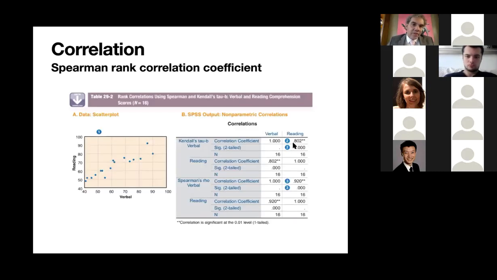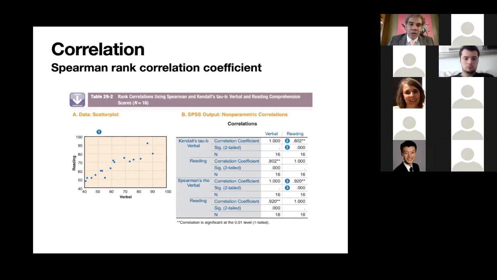So here is a Spearman rank correlation coefficient example. Here, rank correlation using Spearman and Kendall, verbal and reading comprehension scores. This says that if you have a higher verbal comprehension score, your reading comprehension score will be greater. So this is a positive correlation also. You see it's a 0.8 correlation. The correlation coefficient is 0.8, so it's a strong correlation, and it's also significant.